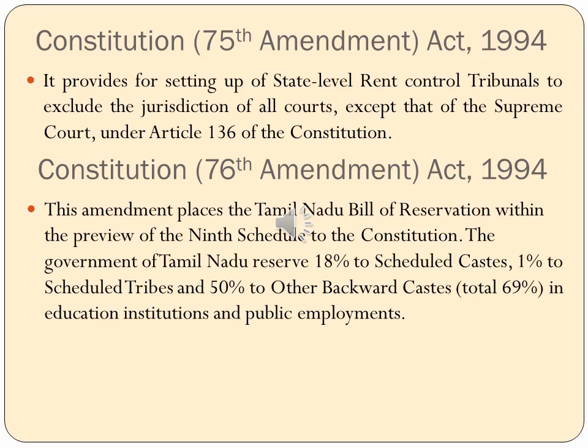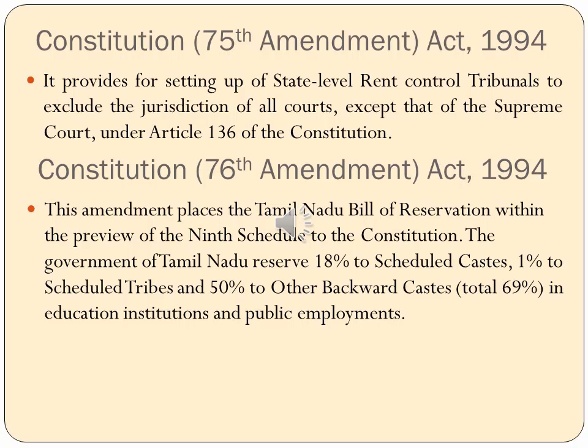Next is the Constitutional Amendment Act of 1994, that is the 75th Amendment Act. It provides for setting up of the state level rent control tribunal in order to exclude the jurisdiction of all the courts except for the Supreme Court as per Article 136 of the Constitution.